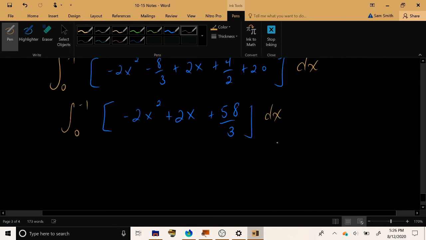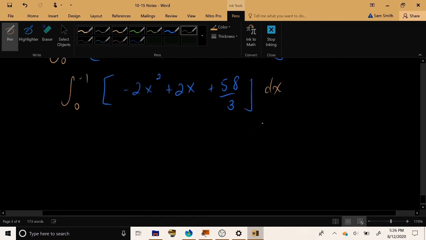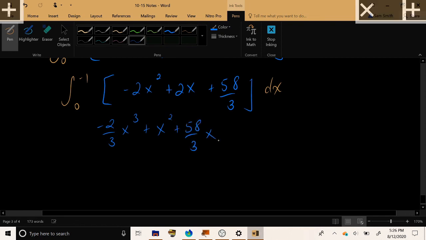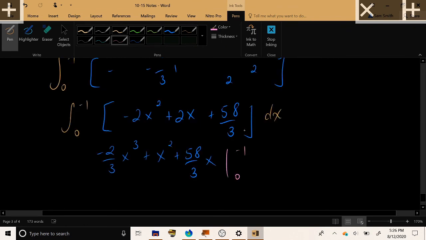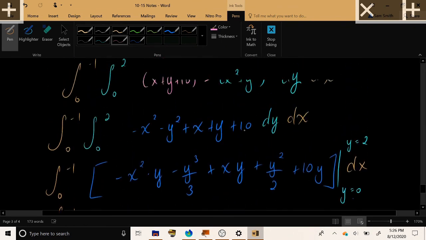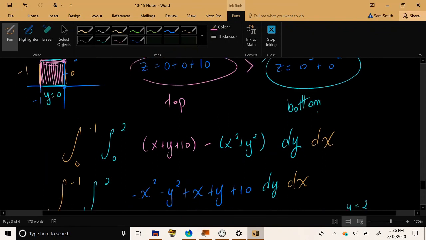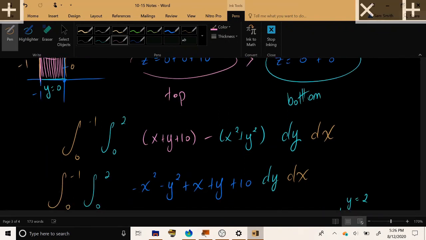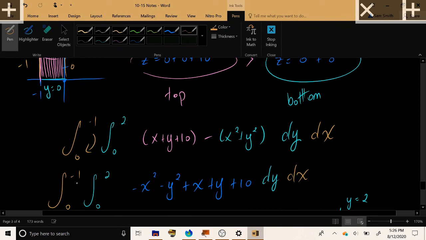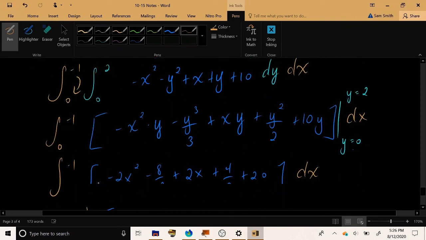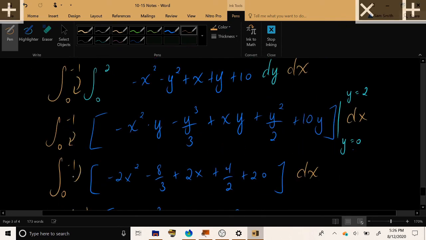Alright, finally integrating one more time with respect to x, we have negative 2 thirds x cubed, plus x squared, plus 58 thirds times x, plug in 0 and minus 1, which I have unfortunately in the wrong order, excuse me. Minus 1 should of course be on the bottom, since it's the lowest value. I apologize. Let's just swap these around.